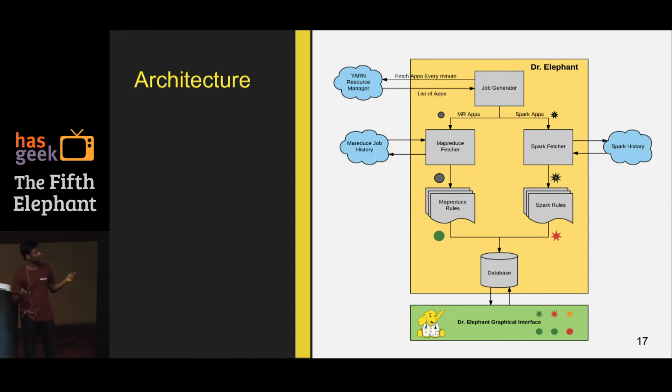Now, once you have all the information for a given application, we have fed these rules into DocTelFin. There are MapReduce specific rules and there are Spark specific rules. They will run over this data and then they will classify the job as critical or safe. And then you save it in the database, and then there's a UI where you can go and look into how your job performed on the cluster.